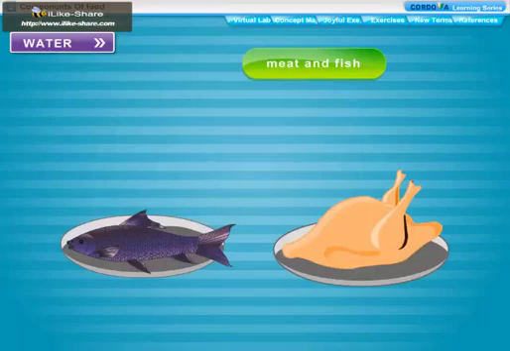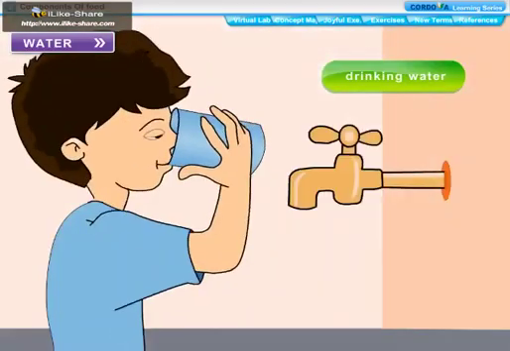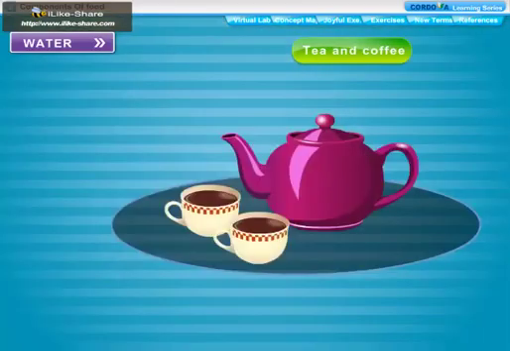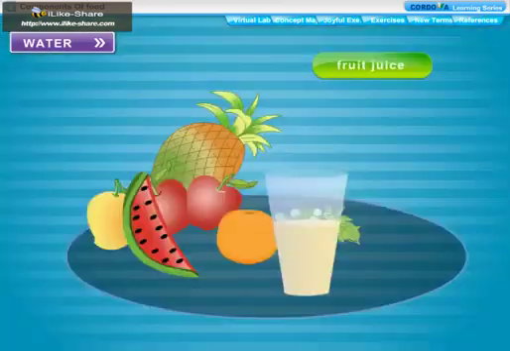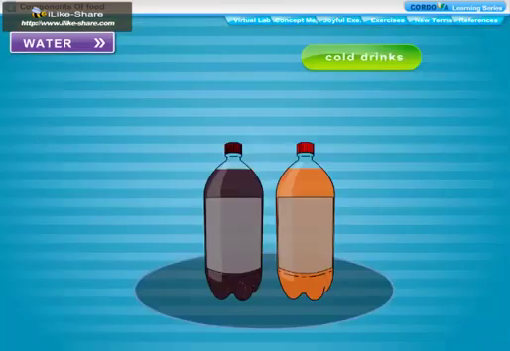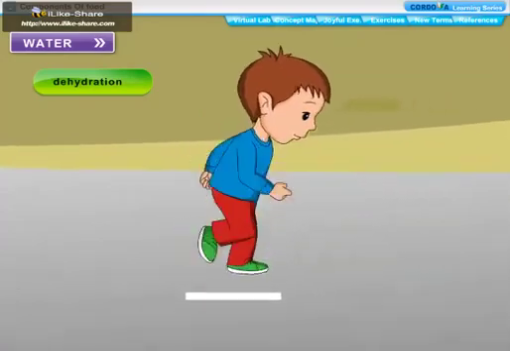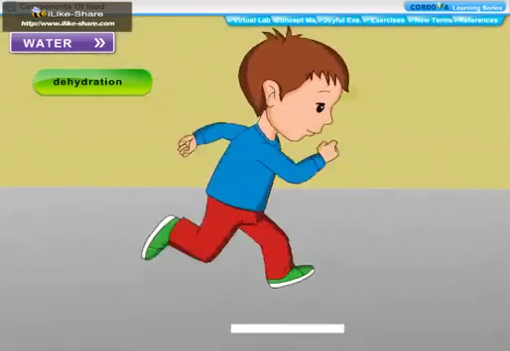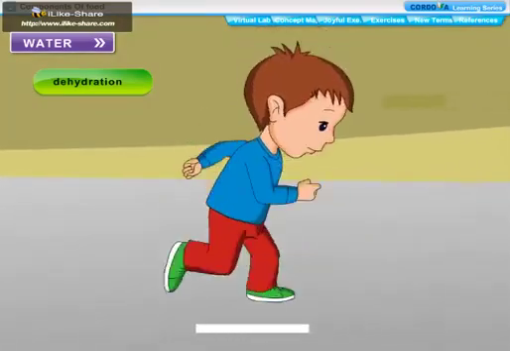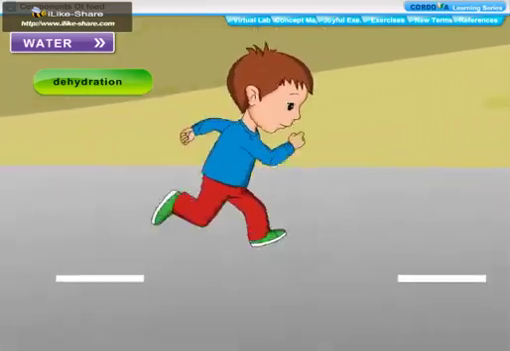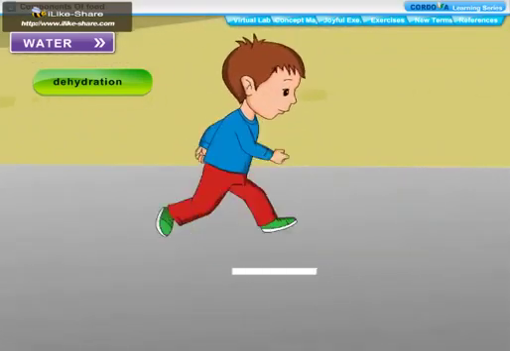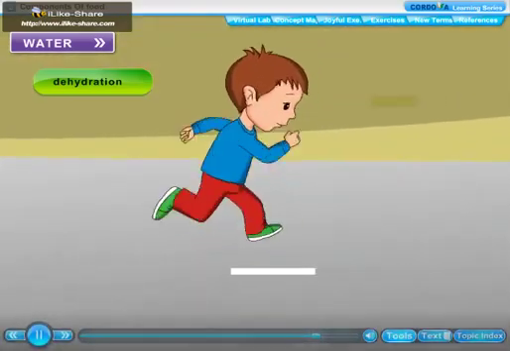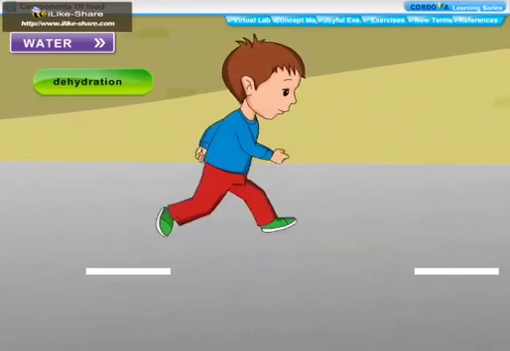However, most of the water needed by our body comes from plain drinking water and beverages like tea, coffee, milk, fruit juice and cold drinks. Excessive loss of water from the tissues of the body is called dehydration. It occurs when water intake is less, but water lost from the body is much more. Diarrhea, vomiting and excessive bleeding causes dehydration.